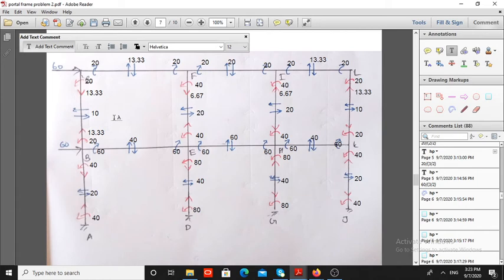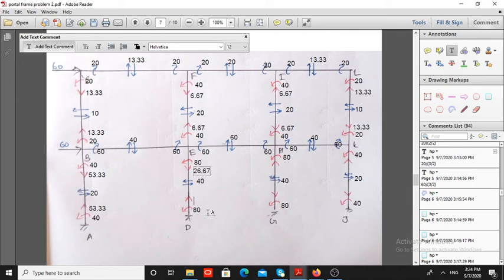Here the column axial load is 40 downward and this is 60 upward. This value is also here, the value is 6.67 upward, here 6.67 downward, here 13.33 downward. So here this is 40 downward, 6.67 upward, 60 upward. So 66.67. Therefore here the value is 26.67. Same value is also here, 26.67.